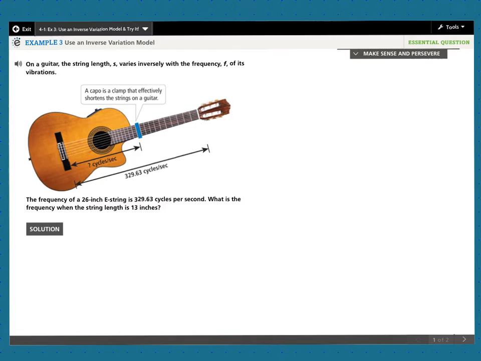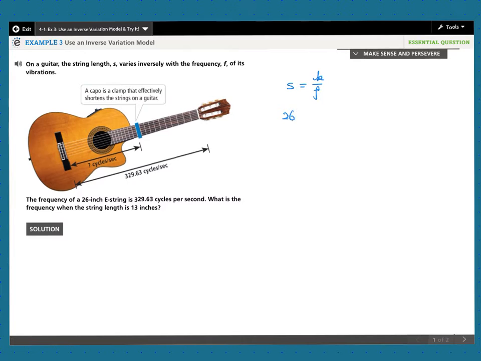On a guitar, the string length S varies inversely with the frequency F of its vibrations. So immediately we know if there's an inverse relation here, it's S equals k over F. That's what's given in the first sentence. Then the frequency of a 26-inch E string is 329.63 cycles per second. What's the frequency when the string length is 13 inches? It's exactly the same problem as what we did before.